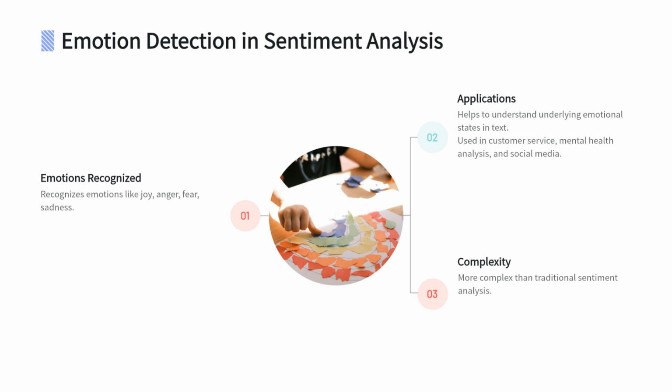While traditional sentiment analysis focuses on positive, negative, or neutral sentiment, emotion detection goes deeper by identifying specific emotions in the text. Common emotions detected include joy, anger, fear, sadness, and others. This is especially valuable in applications such as customer service, where understanding the emotional state of a customer can help tailor responses. In mental health analysis, emotion detection can help identify when someone may be experiencing distress or sadness, providing better support. On social media, it can help detect public mood or reactions to events.